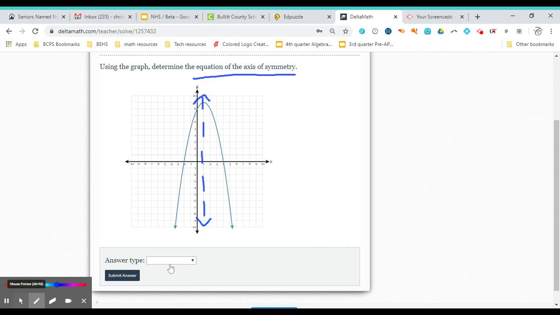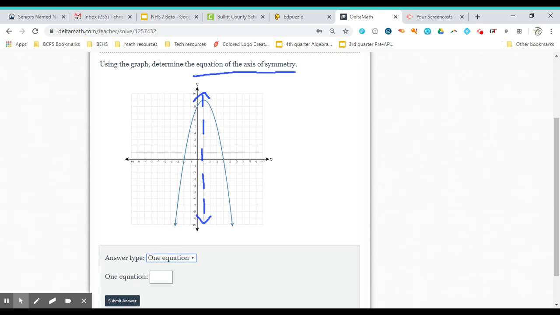So I come down to answer type, and I'm going to choose one equation. You cannot just put in 1. You need to type in the equation. So I need to type in x equals 1. Then once I'm sure that I've chosen the right place that my parabola would be cut in half, and it would be cut in half at x equals 1, then I will click submit for that answer. Those are the 4 answer types. You need to make sure you choose the correct answer type, then put your answer each time you get a new question.